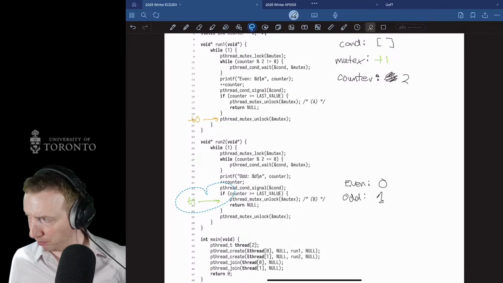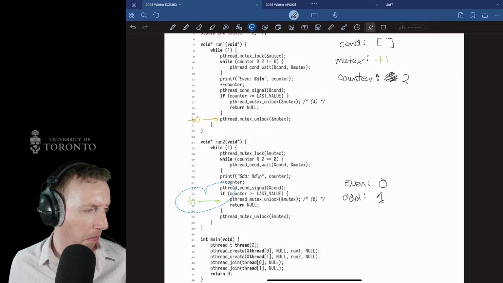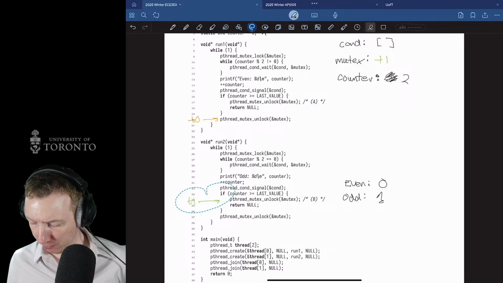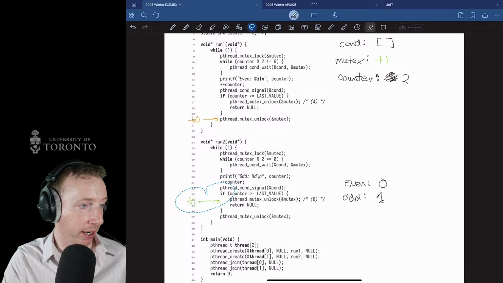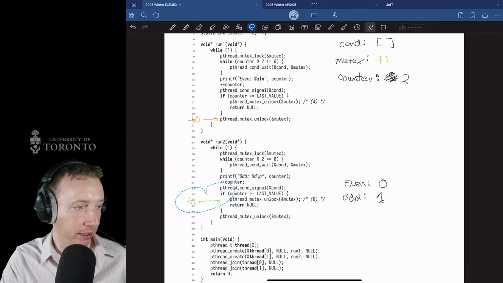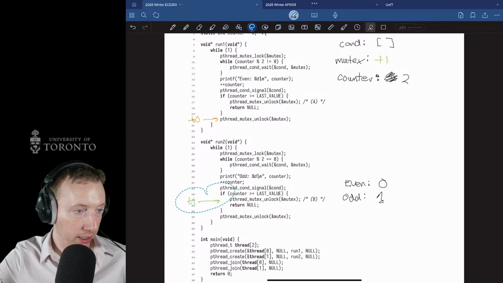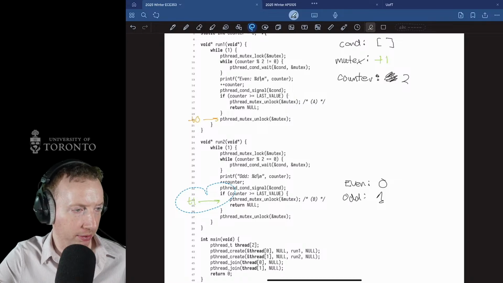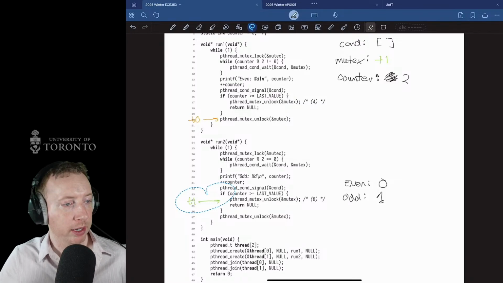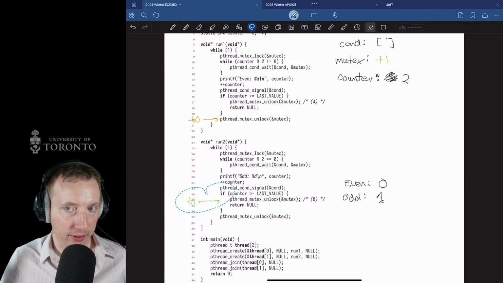The solution should kind of guide you through it, but that's the general feel for it. In this case, there's only one possible solution, so it's going to ping pong between the two threads. It's going to go even 0, odd 1, even 2, odd 3, and then it's going to end.